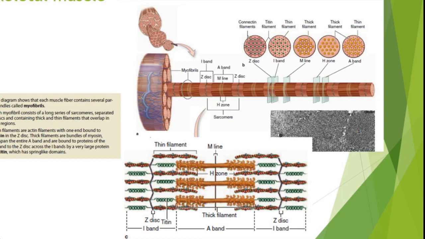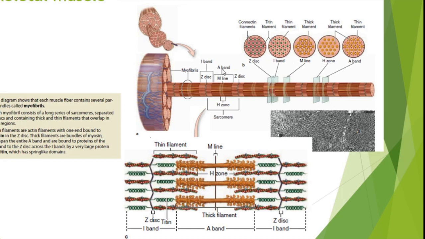Bilangin naman natin yung A band. 1, 2, 3, 4, 5, 6. So, meron tayong 6 na A band at meron tayong 7 I band. So, ano bang meaning ng A band? Ano meaning ng I band?